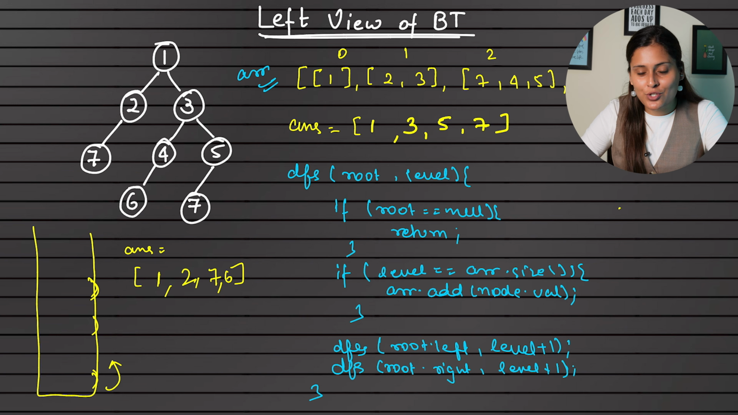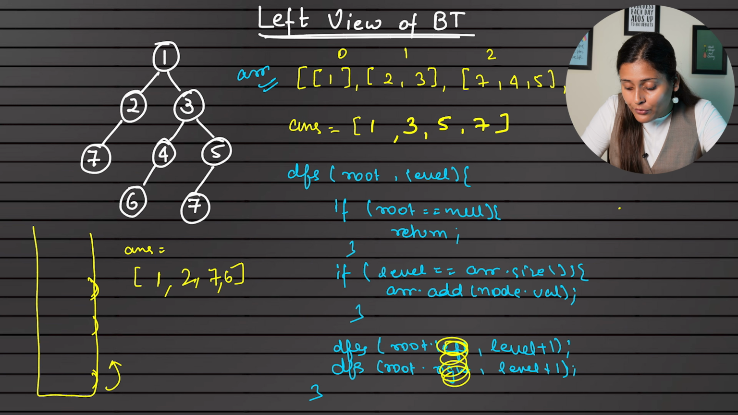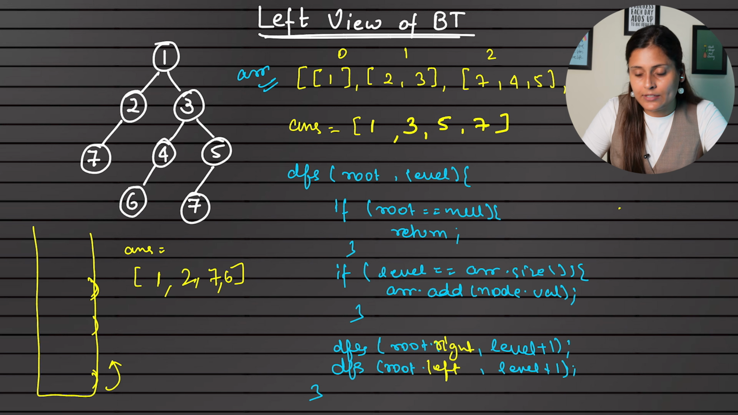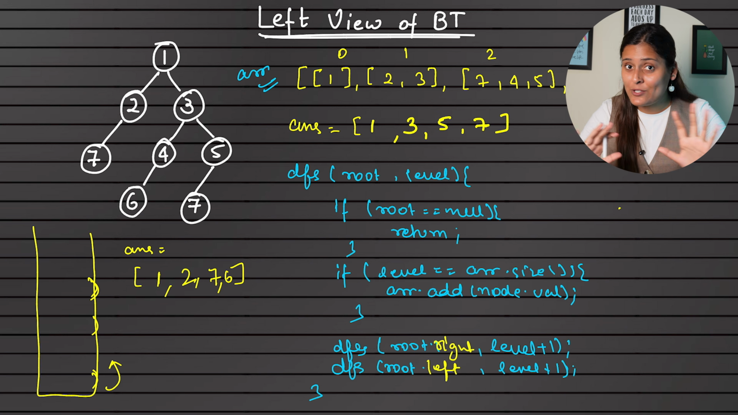So the only line of change in code which you have to do is, instead of this, you have to write right first and then left later, and that's it. So what's the time and space complexity here?